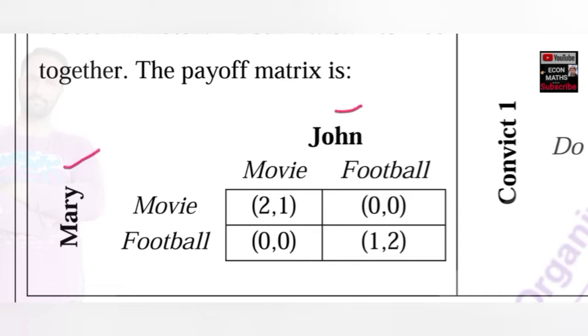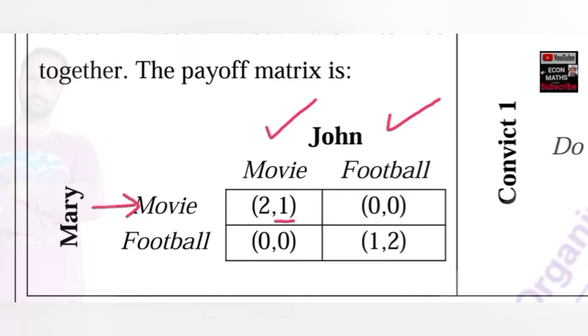Okay, now let us see what happens if Mary chooses to go for movie. In this case, John has two options, either to go for movie or to go for football. Movie gives him 1 as payoff, football gives him 0 as payoff. Obviously 1 is greater than 0, so John will choose to go for movie.